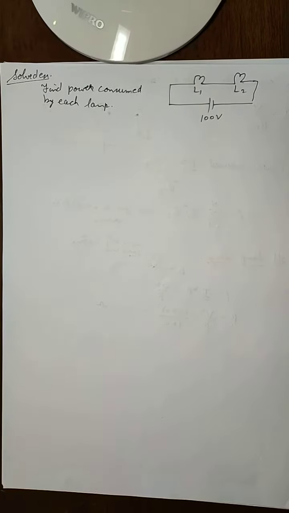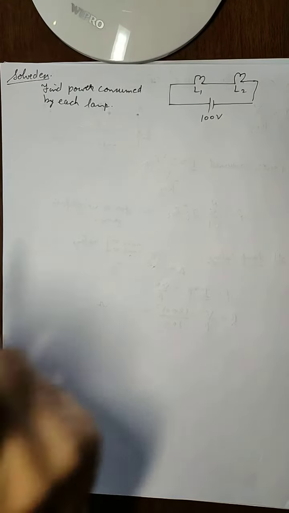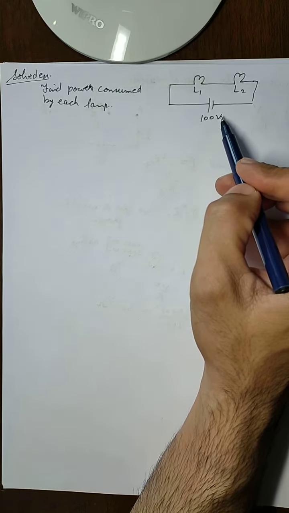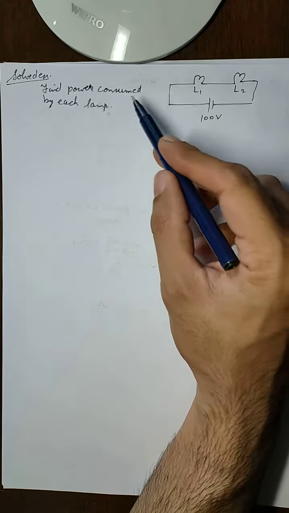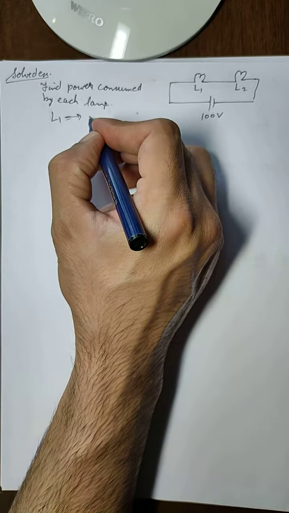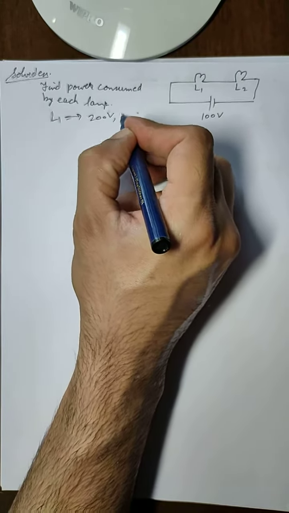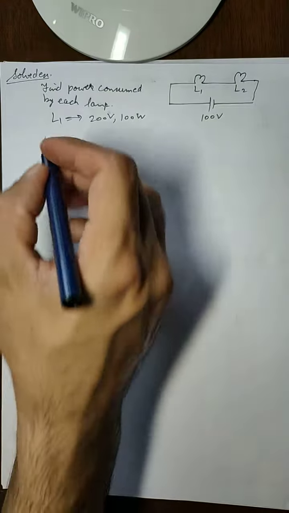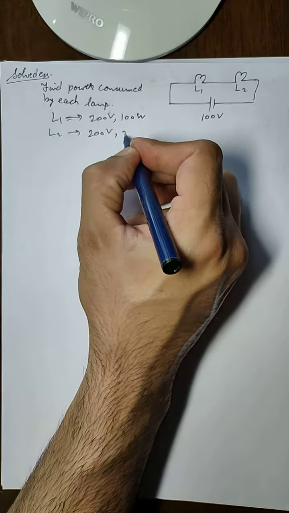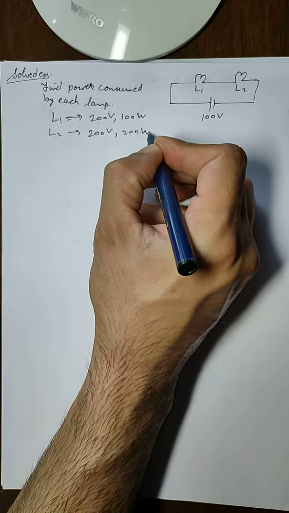Now let us do a solved example in which we are given a circuit in which two lamps L1 and L2 are connected with a battery of 100 volts, and we have to find the power consumed by each lamp, and also we are given the ratings of these lamps. The rating of L1 is 200 volt 100 watt, and the rating of L2 is given as 200 volt and 200 watt. So this information is given to us and we need to find the power consumed by each lamp.